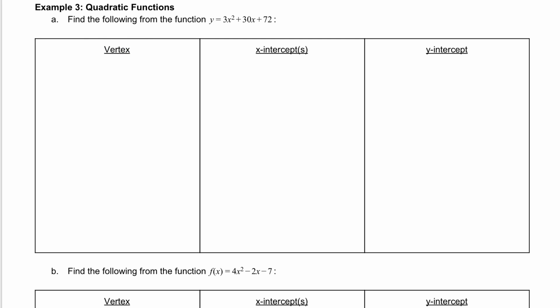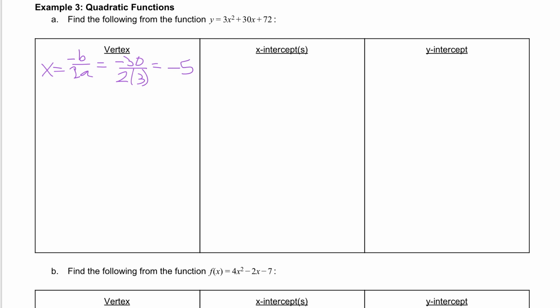To find the vertex, we need to start by finding the x-coordinate of the vertex using our formula that x is equal to the opposite of b over 2a. So in this case, our b value is 30. It's the number in front of x. And if we want the opposite of it, we want negative 30, divided by 2 times our a value, and our a value here is 3. So we'll take 2 times 3. So we basically have negative 30 divided by 6, which is negative 5.